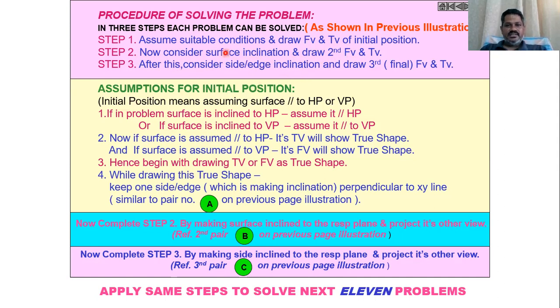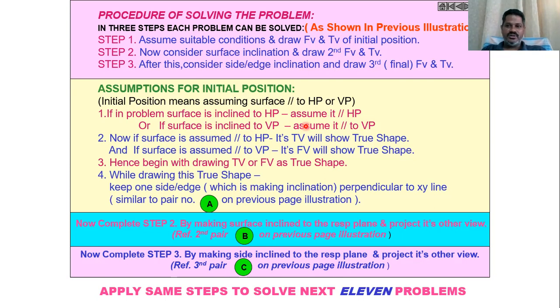In the first step, I said we need to assume something, right? The actual problem may have the surface or edge inclined to some reference plane, but to draw the actual projections with the given conditions, we first have to draw the projections of the surface when it is parallel to HP or VP.